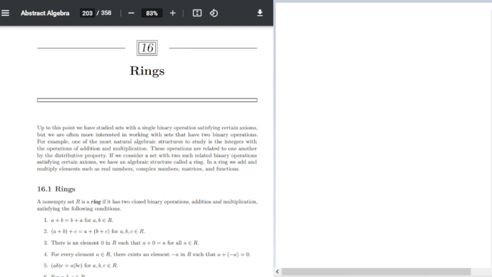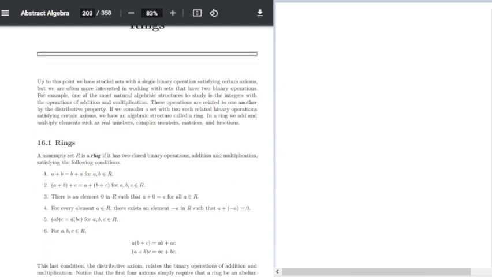Chapter 16, Rings. Up to this point, we have studied sets with a single binary operation satisfying certain axioms, but we are often more interested in working with sets that have two binary operations. For example, one of the most natural algebraic structures to study is integers with the operation of addition and multiplication. These operations are related to each other by the distributive property. If we consider a set with two such related binary operations satisfying certain axioms, we have an algebraic structure called a ring. In a ring, we will add and multiply elements such as real numbers, complex numbers, matrices, and functions.